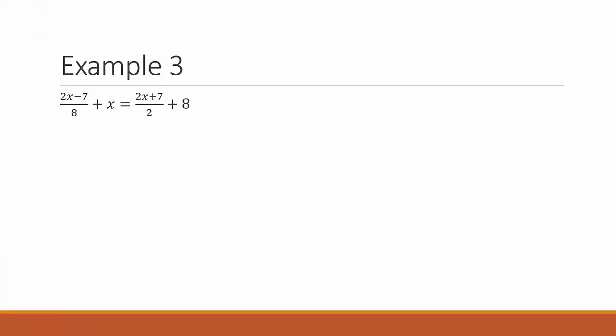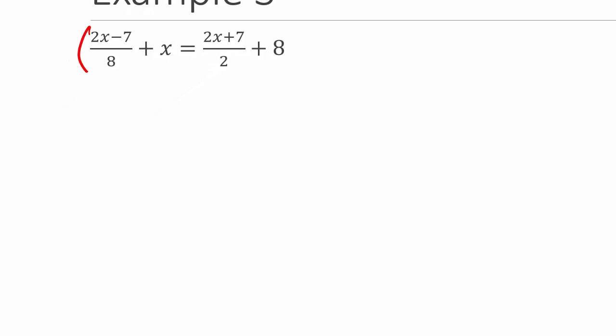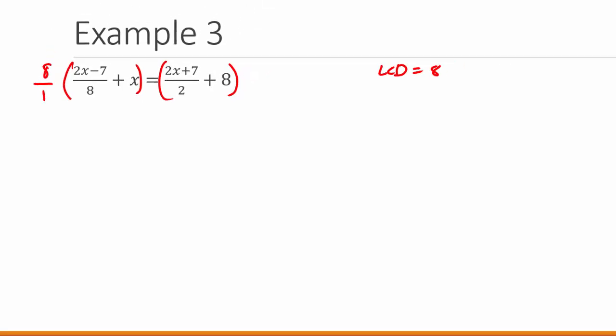All right, so I have denominators of 8 and 2. I need to find the least common denominator of 8 and 2, the first number that 8 and 2 will go into. Well, 2 will go into 8. Therefore, my least common denominator is 8. So I'm going to multiply both sides by 8.